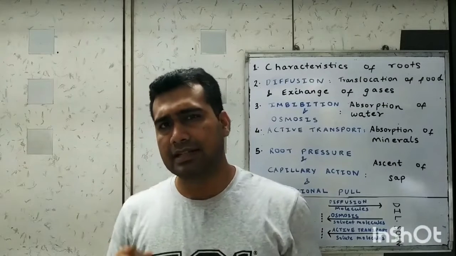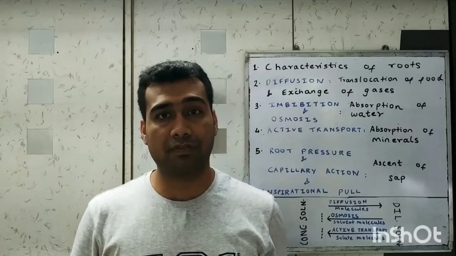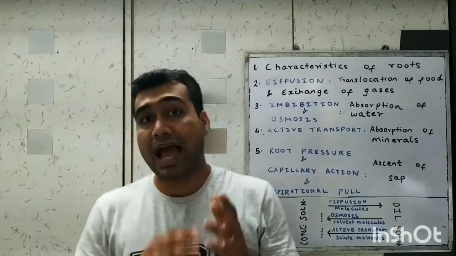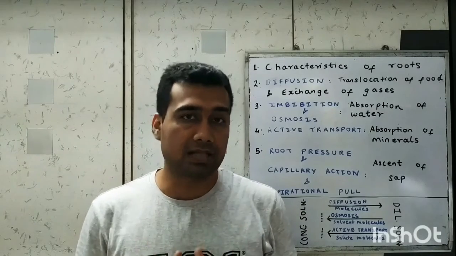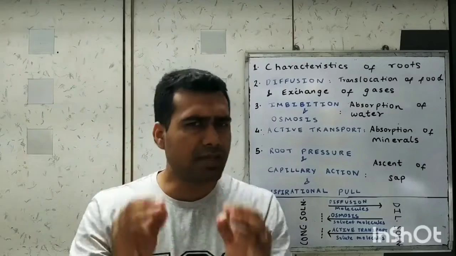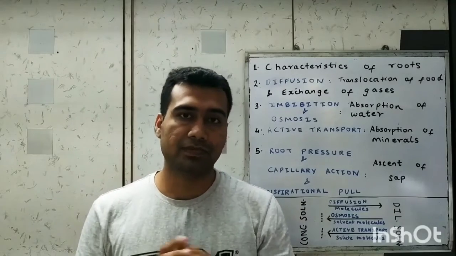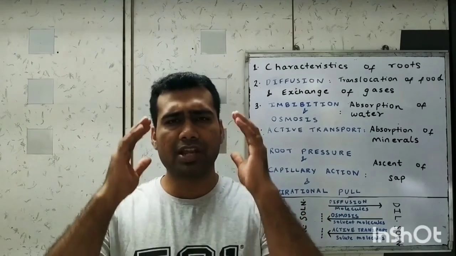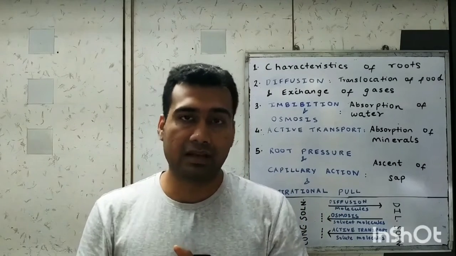Let's quickly revise 10th standard ICSE Bio Chapter 4, Absorption by Roots. Roots absorb water and minerals from the soil for the plant. They have three characteristics which make them very efficient in absorption. First, they have a large surface area because of the enormous number of root hairs that they have.